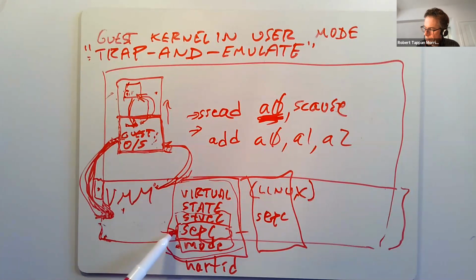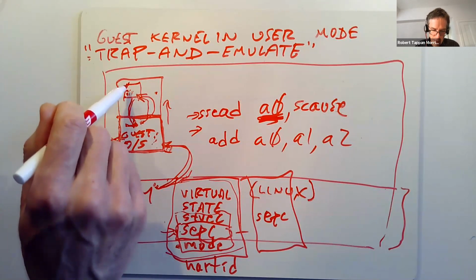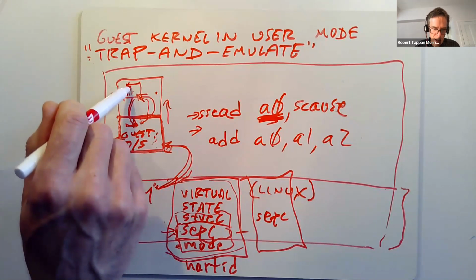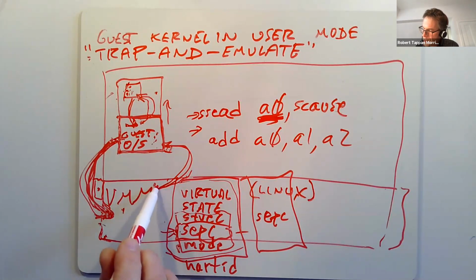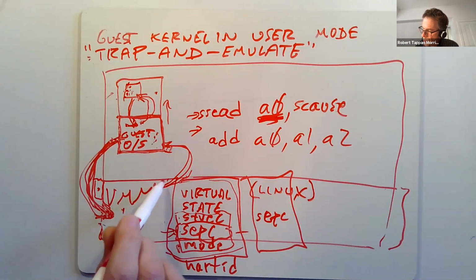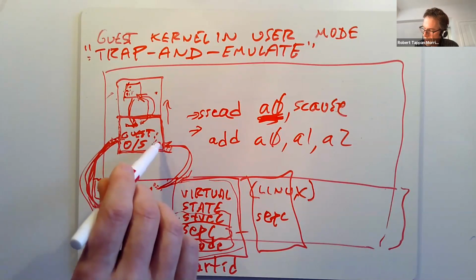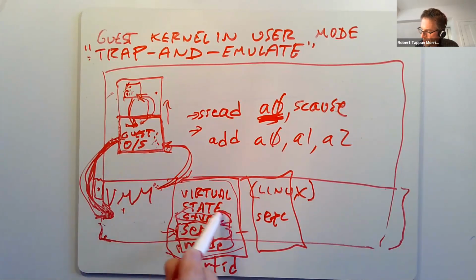So it's going to set the virtual SEPC to be whatever program counter the eCall instruction was at. It's going to change the virtual mode back to supervisor. It's going to set the virtual SCAUSE to be system call. It's going to set the real EPC to be equal to the virtual STVEC and then call SRET so that it'll jump into the guest operating system's trap handler, or trampoline page or whatever it is, which is what the virtual STVEC was pointing to.